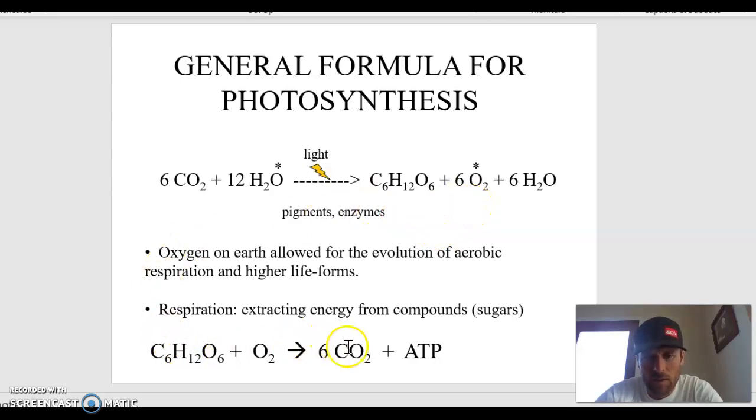Now the second equation down here talks about cell respiration. We'll get into that a little bit later, but basically that's when we burn the sugar with oxygen to sort of reverse this chemical reaction and produce carbon dioxide and something called ATP. And you'll learn about ATP this week. It's a really important chemical with respect to energy in animal and plant cells.